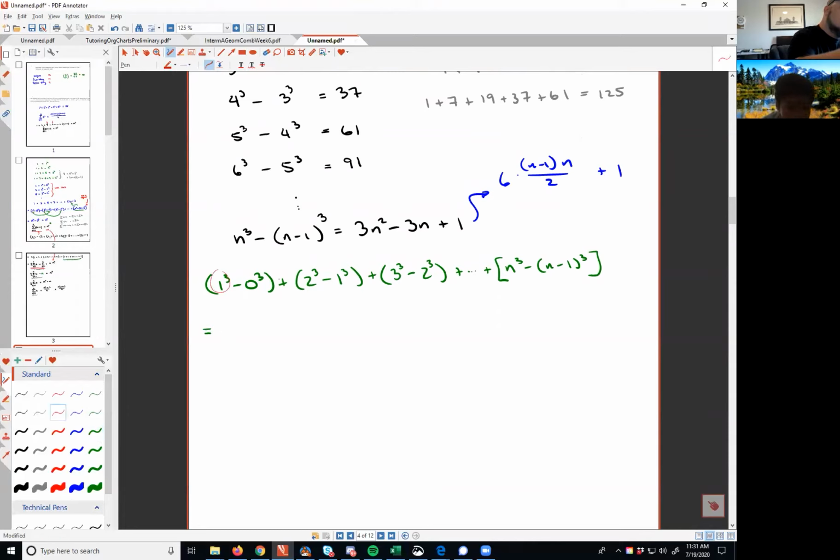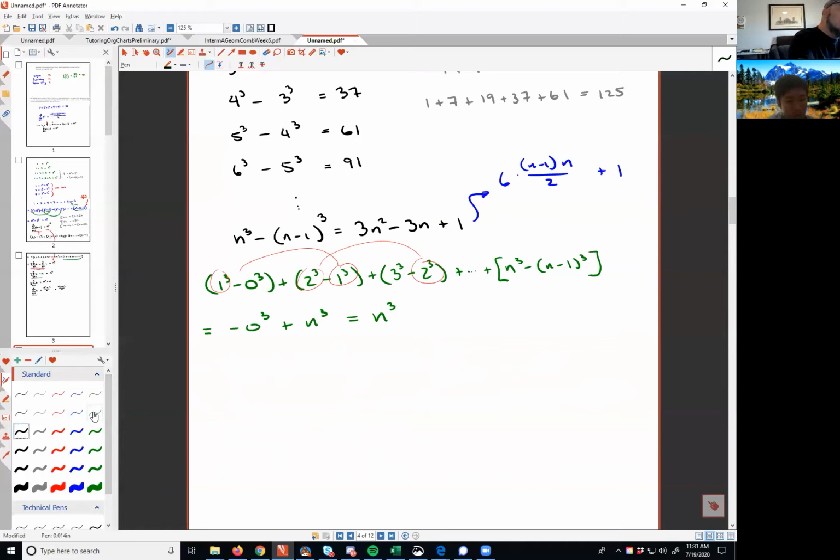N cubed. Everything cancels out except minus 0 cubed plus n cubed, or we can just say simply n cubed. So now let's rewrite what this means.